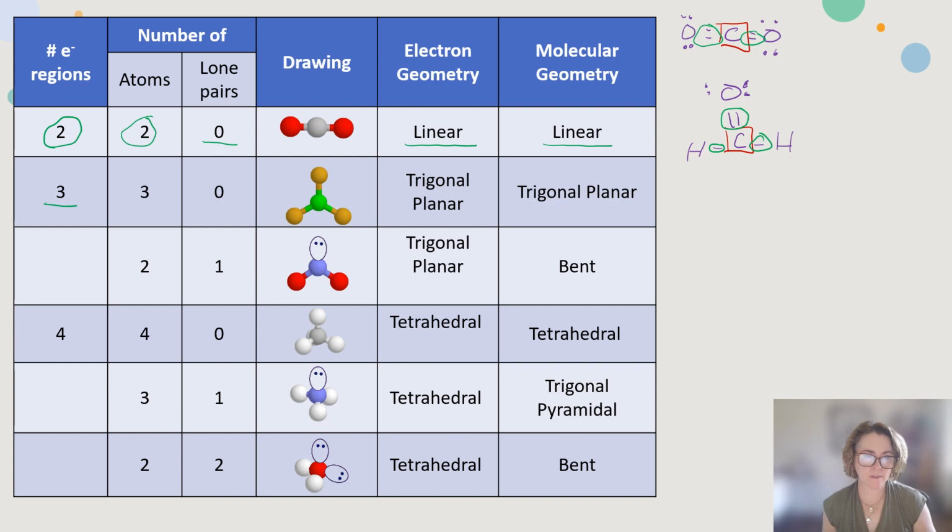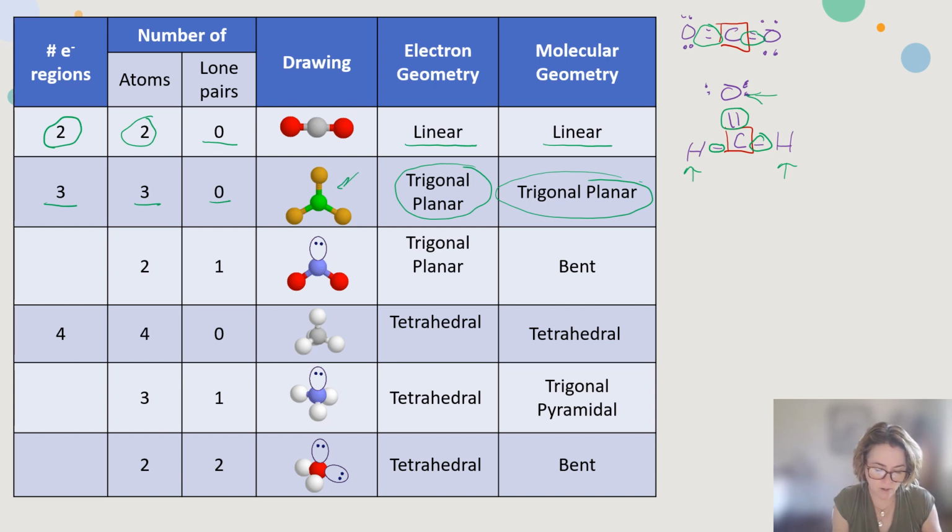And so now I'm going to investigate to see how many atoms and how many lone pairs I have around the carbon. I have 3 atoms around the carbon, right? I've got hydrogen, hydrogen, and oxygen. So I have 3 atoms around the carbon, and I have 0 lone pairs on the carbon. That is going to make both my electron geometry and my molecular geometry trigonal planar. And you can see the drawing right here for what this looks like.